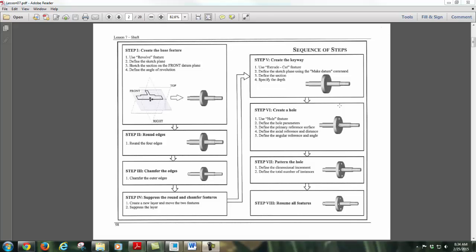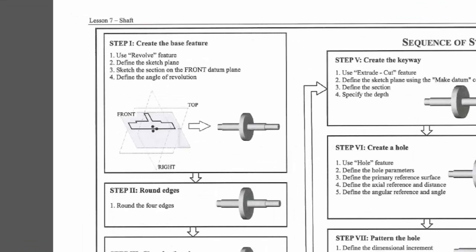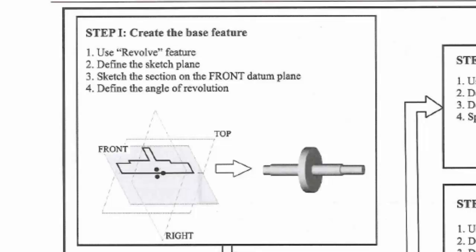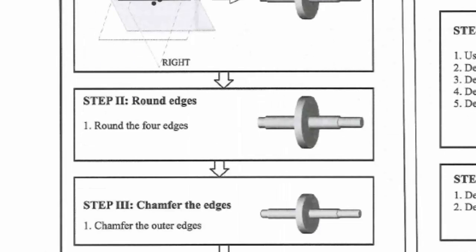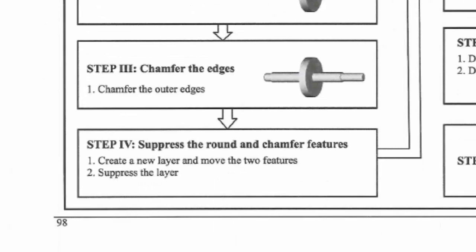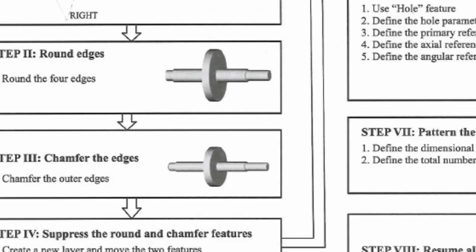For this lesson, we're going to be creating a shaft. The basic overview: step 1, create the base feature. Step 2 will be rounding the edges. Step 3 will chamfer the edges. Step 4, suppress the round and chamfer features.